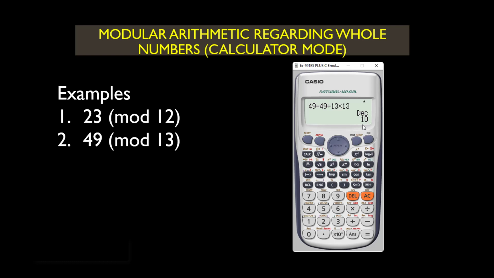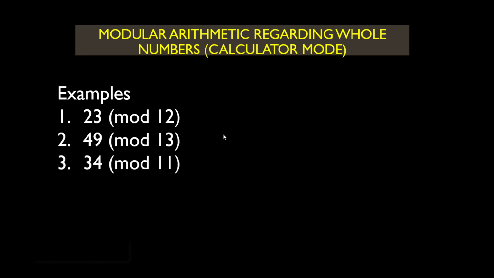Why? When you divide 49 by 13, what do you get? You get 3, remainder 10. And I told you, for whole numbers, it is the remainder when you divide that number by the modulus. Let's go to the third example.